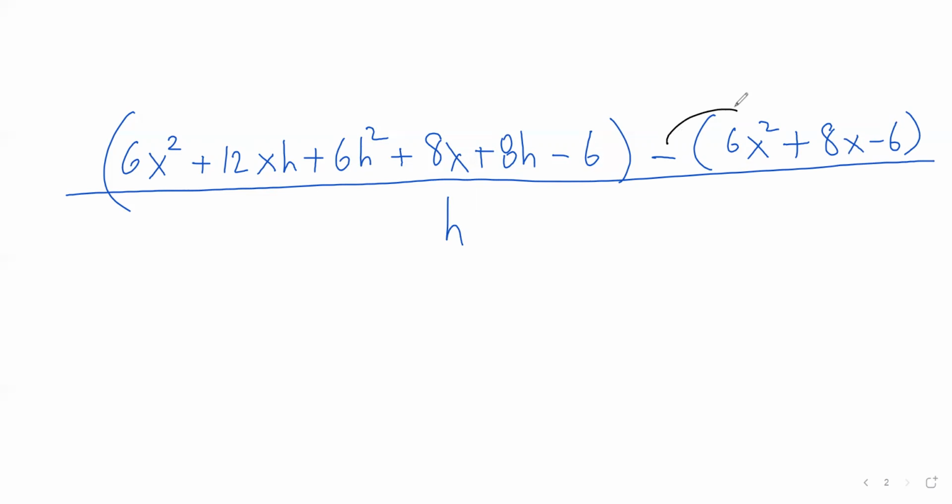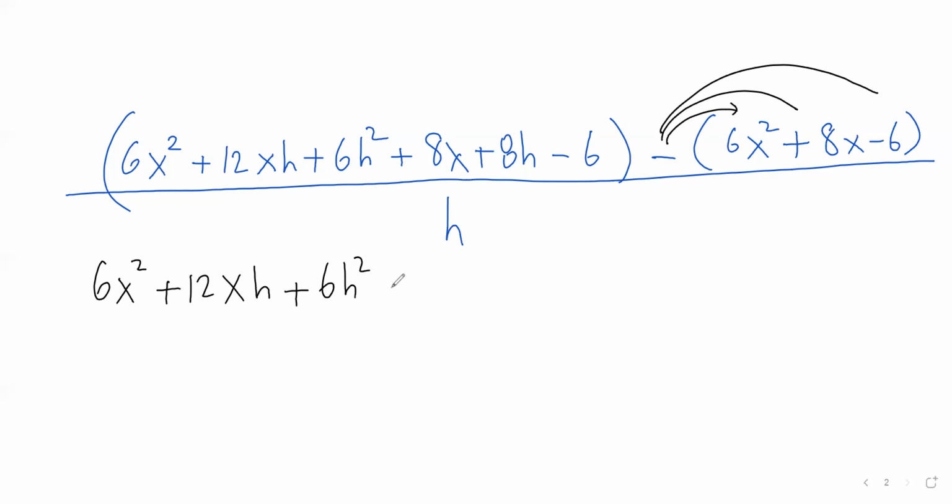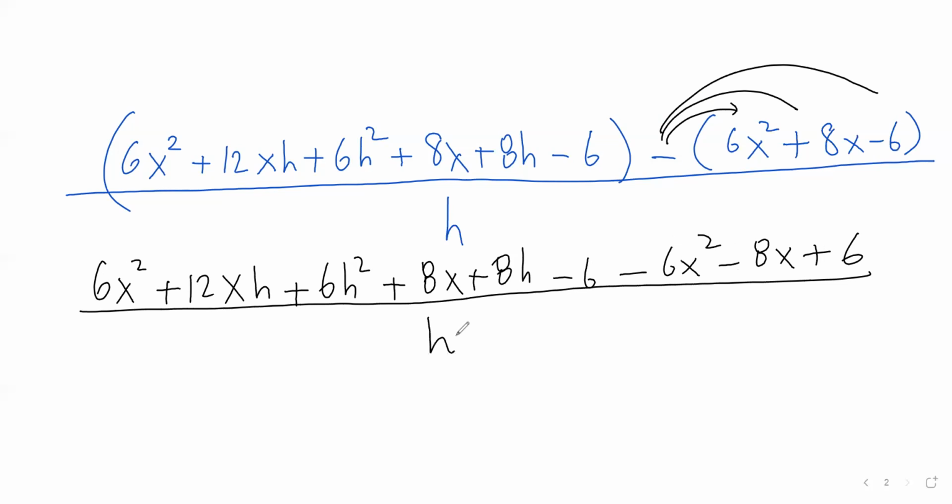So first I have to distribute this minus so I can remove all the parentheses. So 6x squared plus 12xh plus 6h squared plus 8x plus 8h minus 6. And then this will be minus 6x squared minus 8x, and then plus 6 because I distribute the minus. Sign already changed. Okay, now let's see what's canceling what. 6x squared cancels the negative 6x squared. And then positive 8x cancels the negative 8x. Negative 6 cancels the positive 6. So you see already many things canceled each other.